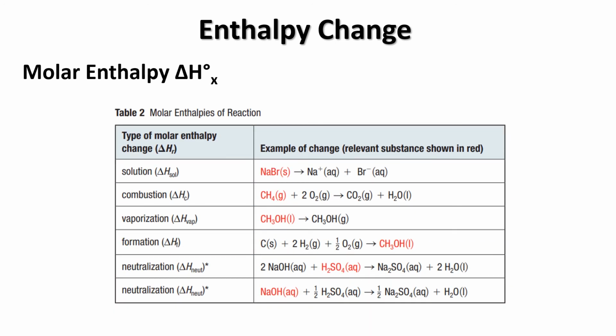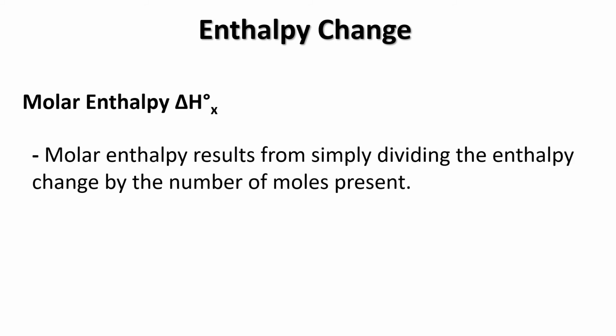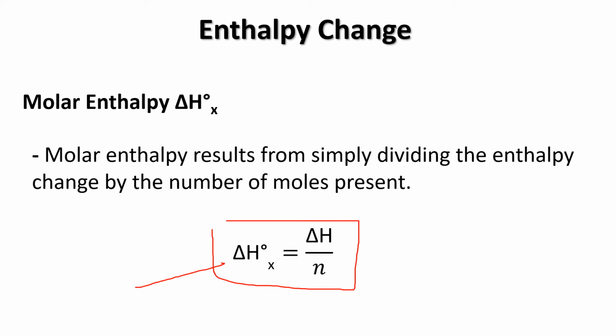So here's an example, and these are just types of molar enthalpy changes. So we've got the delta H there, with subscripts for solution, combustion, vaporization, formation, neutralization. So there could be a whole bunch of different letters here. Molar enthalpy results from simply dividing the enthalpy change by the number of moles present. So this little equation will be nice to use in a moment. We're going to be looking up values for this and then solving for our delta H of the system.